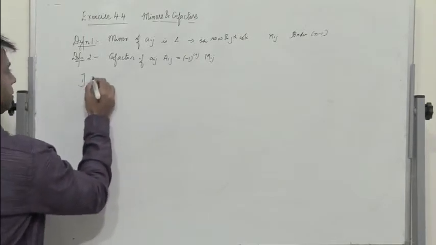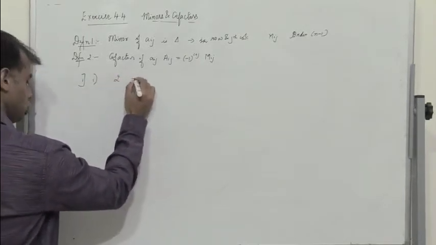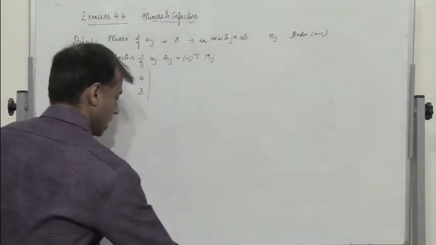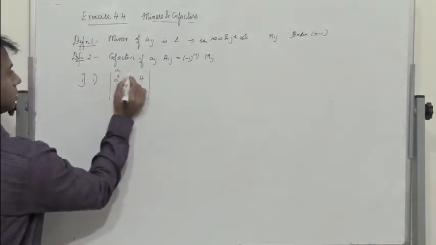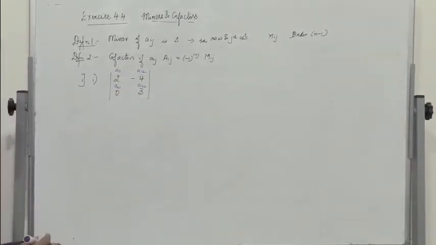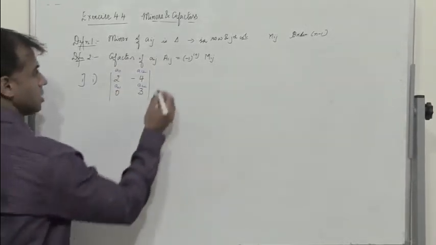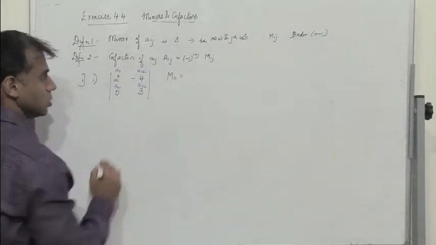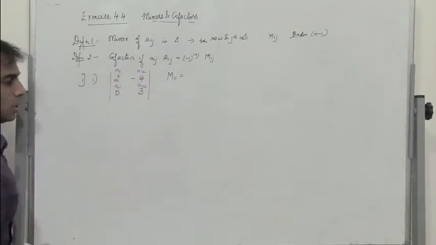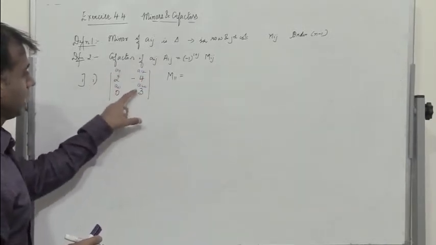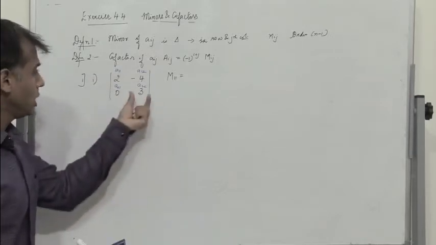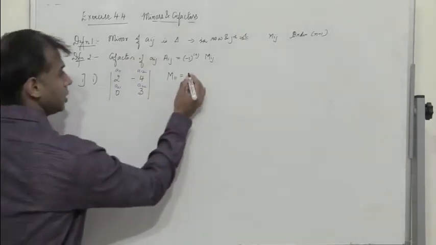So let's take an example and see how to find the minor of an element. Let's take the first example. So we have 2, minus 4, 0 and 3. So this is element A11, A12, A21, A22. So minor of A11, which is defined by M11, is obtained by deleting the first row and the first column. So when I delete the first row and the first column, I get 3. Okay, so I need to find the determinant of this element. Since we only have one element 3, the value of the determinant is 3.